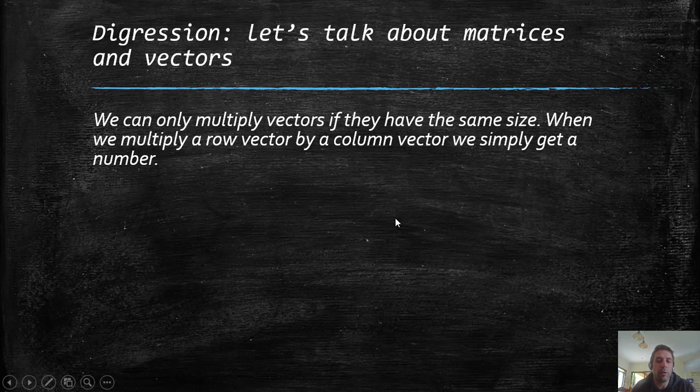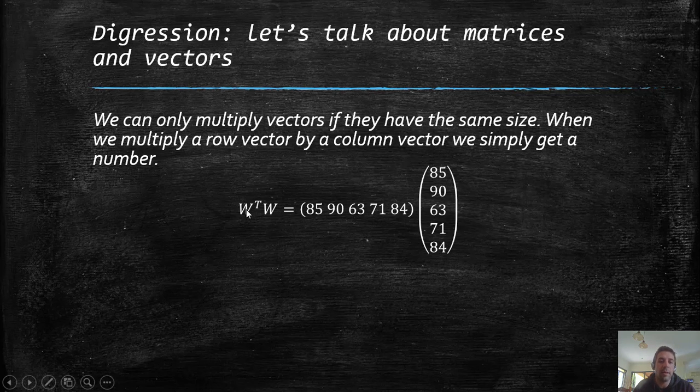Now, if we want to multiply vectors, they have to have the same length. So W^T times W, you can do it because this is a row vector of length 5, and this is a column vector of length 5. Notice also that the order matters. So let's write it like this: W^T times W is not equal to W times W^T. This is very important. When you multiply, make sure you do this one, W^T times W, just as we wrote it down.